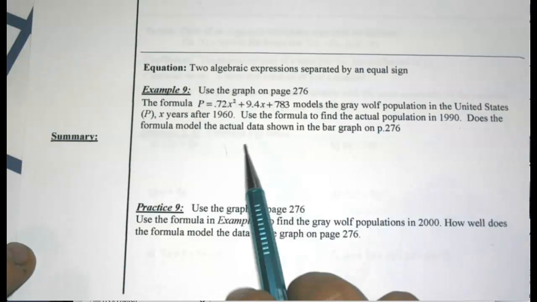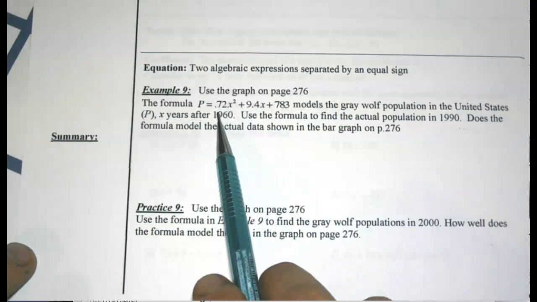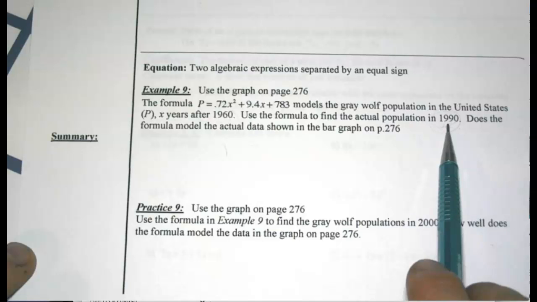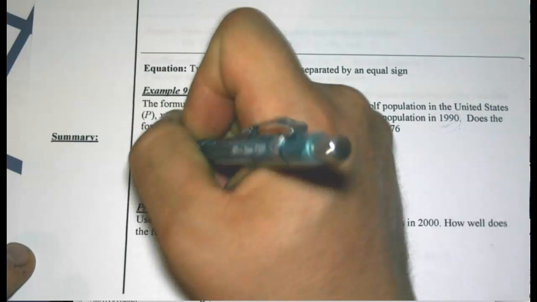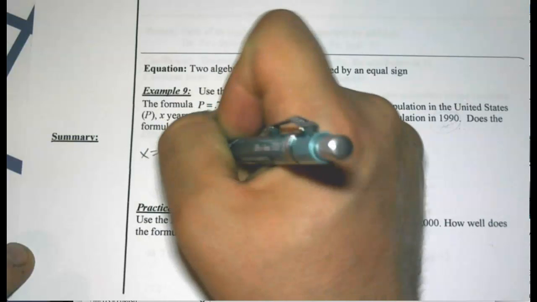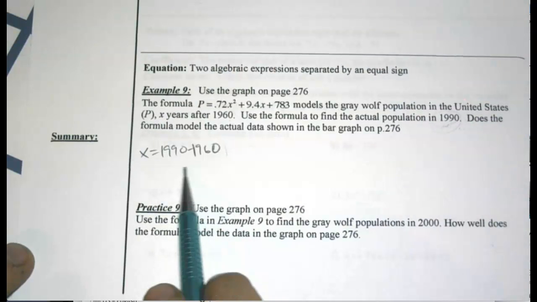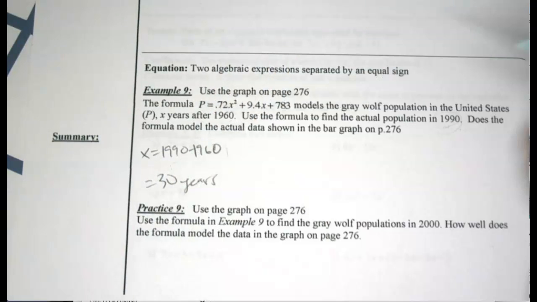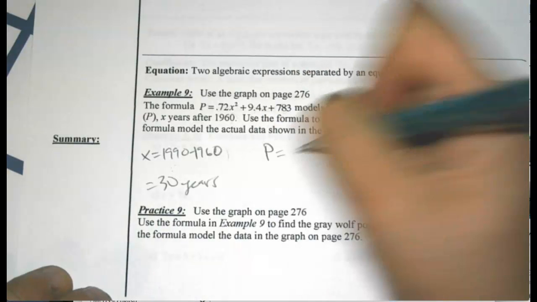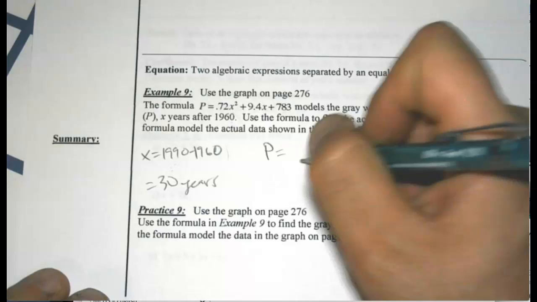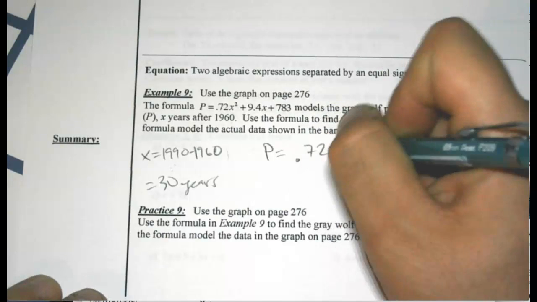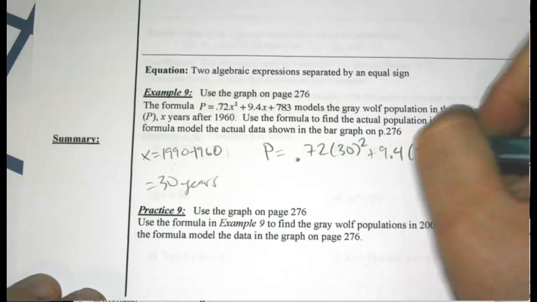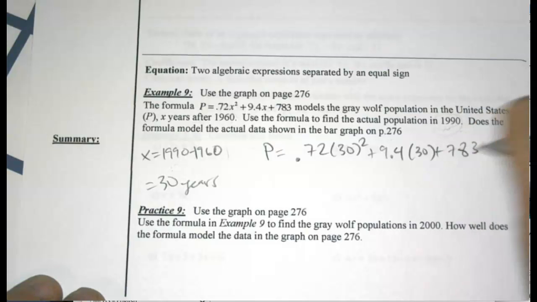Okay, well, we'll have to look at that, but for now, we can use this formula, and then X years after 1960, guys, so 1990, right, it's 30 years after 1960, so again, X equals, if you just subtract, how many years since 1960 when it's 1990, it is 30 years, so X is 30 for this one. According to this, I can model the gray wolf population in the United States by using that formula. 0.72 times 30 squared plus 9.4 times 30 plus 783.